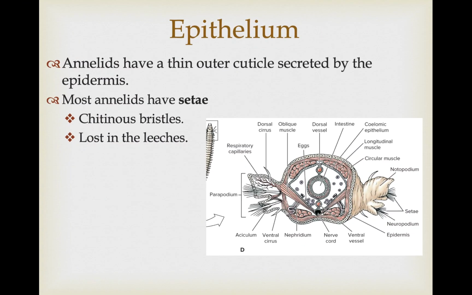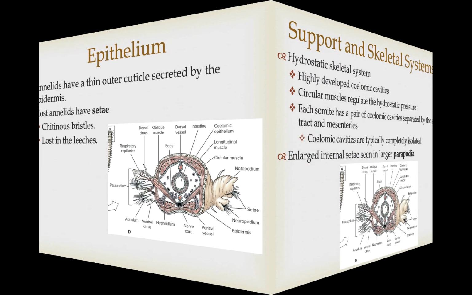The epithelium is covered by a thin outer cuticle that's actually secreted by the epidermis itself, and most annelids have bristly spines extending from their body, which are called setae. They're chitinous bristles. Chitin is a specific polysaccharide, a complex sugar, that makes up these structures. And there are usually setae in annelid worms. In some cases, lots of setae. In other cases, not very many. But they have been completely lost in one group, the leeches.